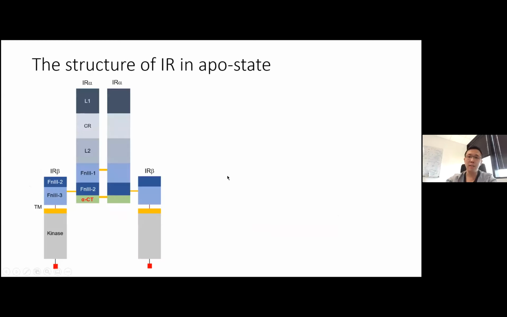So this is a domain topology of the insulin receptor. Different to all other RTKs, the insulin receptor forms a stable dimer, and the dimer is linked by multiple disulfide bonds, so they never fall apart. Even without ligand bound, the insulin receptor is still in a dimer form. This is a very, very important feature for the insulin receptor.